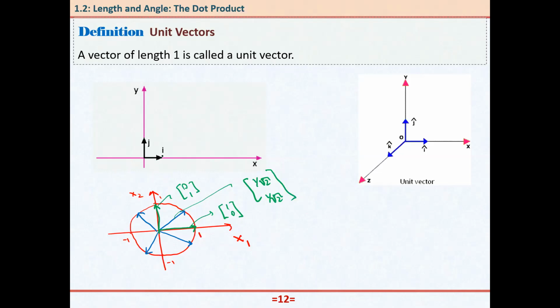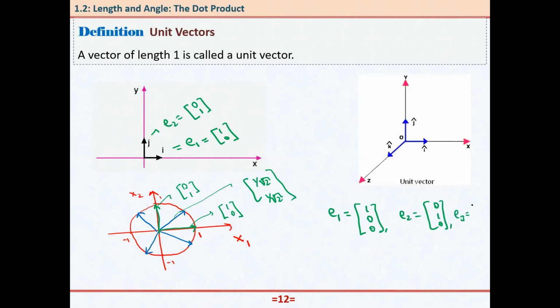Usually we denote these with i, j, or I can also denote this with e sub 1, whose coordinates are 1, 0. And this one is e sub 2, whose coordinates are 0, 1. And how about in three-dimensional space? Here we have i, j, k. In three-dimensional space, our standard unit vectors are e sub 1, that is 1, 0, 0. The second one is e sub 2, that is 0, 1, 0. And e sub 3, that is 0, 0, 1.